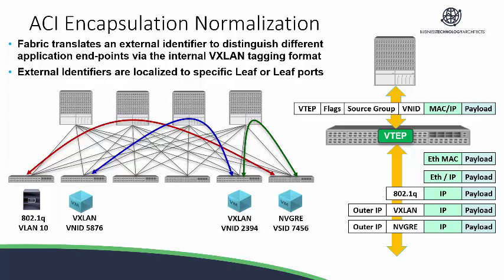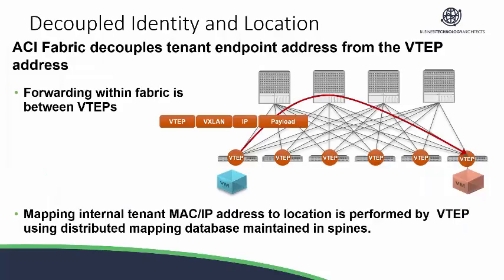Now that's actually talking about network-centric mode. So any external identifier is actually distinguished differently from application endpoints, but it is still translated into the internal VXLAN tagging format. So external identifiers are localized to specific leaf or leaf port. So you can actually see here that we've got an 802.1q on VLAN 10 or an NVGRE with a virtual ID of 7456. Those are both tagged individually on the border leaves.